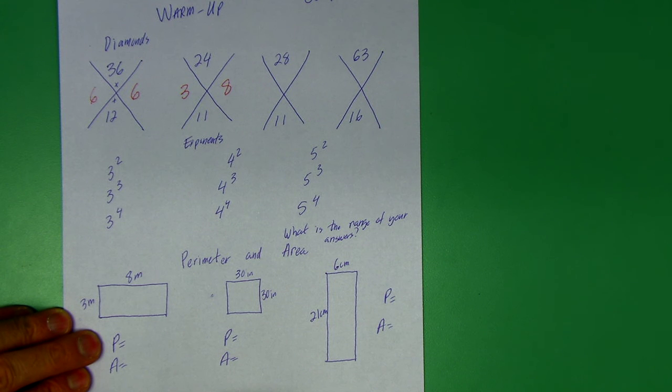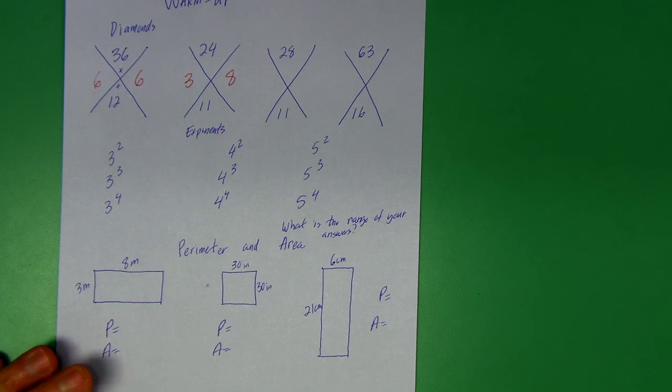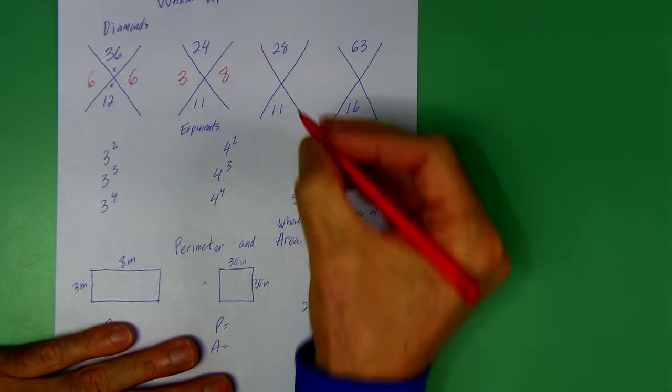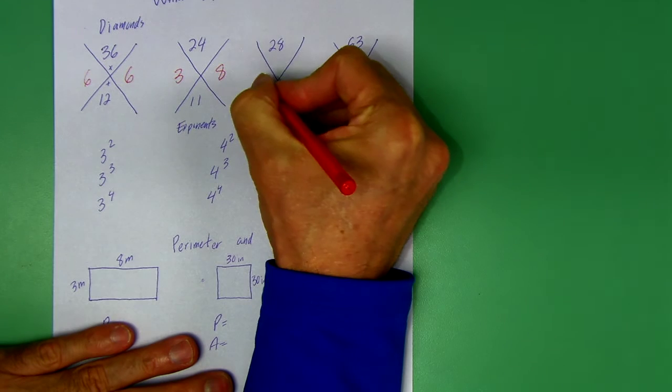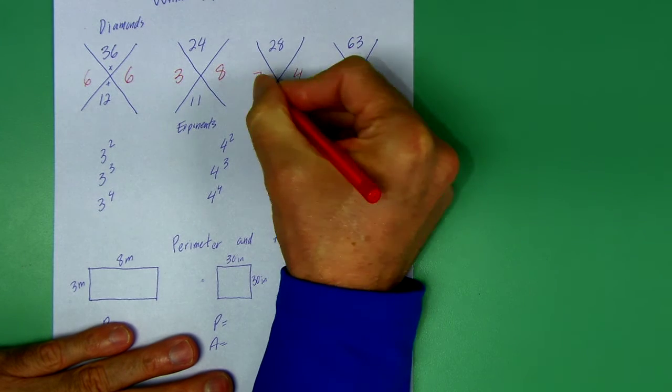What word in math describes that? Commutative. Good. Commutative means that it doesn't matter what order you do multiplying or adding in. It does matter with subtracting and dividing, right? Okay, 28 and 11, what 2 numbers work there? A 7 and a 4. 7 times 4 is 28, 7 plus 4 is 11.